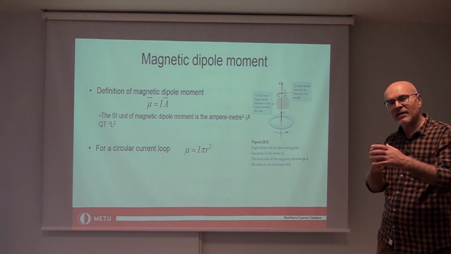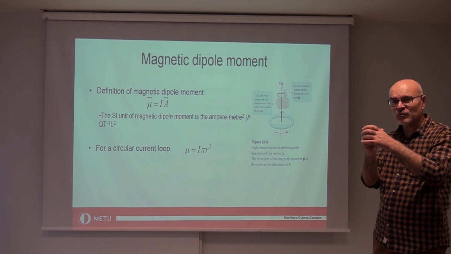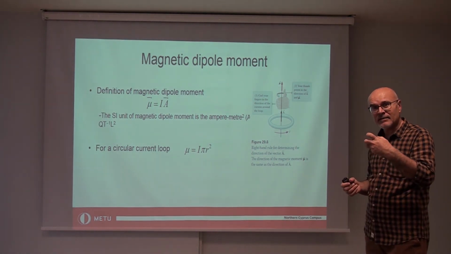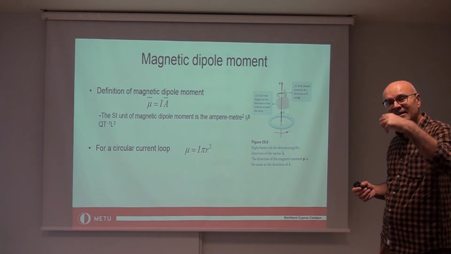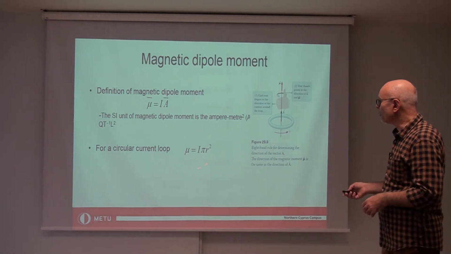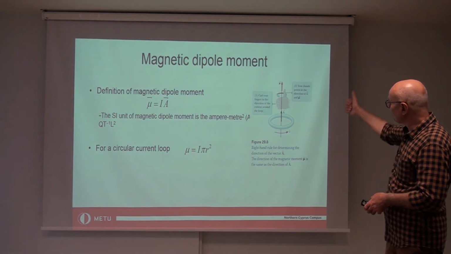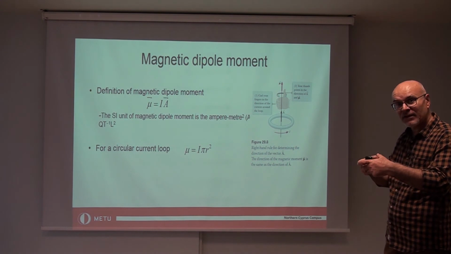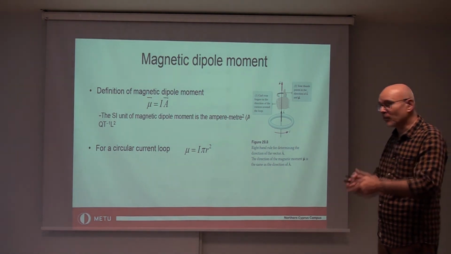So this is why it's important to understand how you define the direction and the magnitude of the magnetic moment of any loop. So here the direction is upwards, and the magnitude is I pi r square, where pi r square is the area enclosed by the loop, okay.